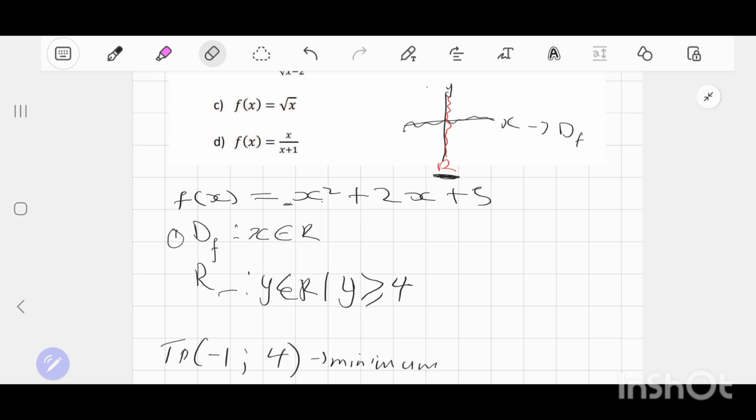So the last part of the question is that we have found the domain and then the range. The last part is for us to draw the function. So let's do that. Remember, we have our turning point, so definitely we're good about that. Let us try and draw this function now.